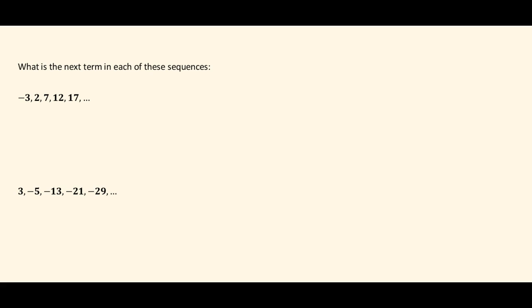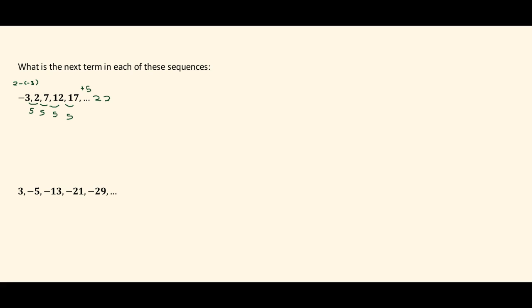Now let's look at getting the next term in each of these sequences. So let's look at from -3 to 2. What do I add to -3 to get 2? One way to go about it is you can say 2 minus -3. That's going to give you 5. From 2 to 7, which is 7 minus 2, you get 5. 7 to 12, you have 5. 12 to 17, you also have 5. So the next term in the sequence is going to be achieved by adding 5.